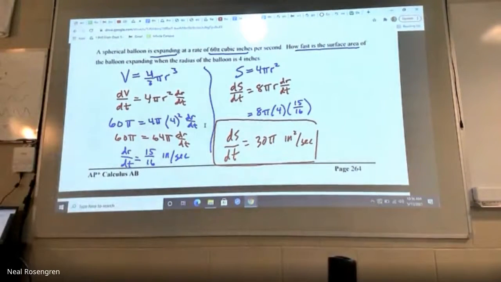Again, skip 265 for now. I like 3, 4, and 5 just to make sure your implicit stuff is feeling pretty good. You can tell what to do when things are constant and when they're not. When do you have to use the product rule and when don't you?